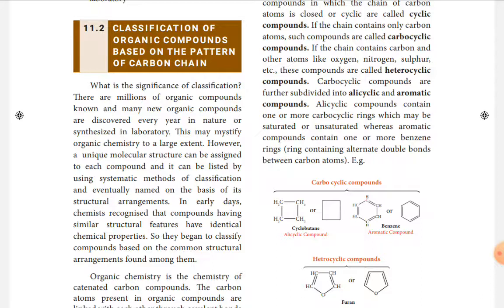Chemists recognized that compounds having similar structure have similar properties. Similar structural compounds possess similar properties. Based on this only, compounds are classified. The carbon atoms present in organic compounds are linked with each other through covalent bonds. Covalent bond means sharing the electrons between the combining atoms.